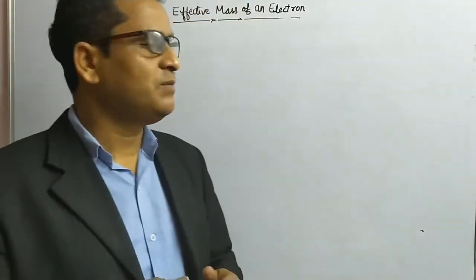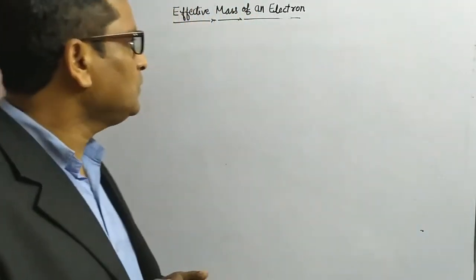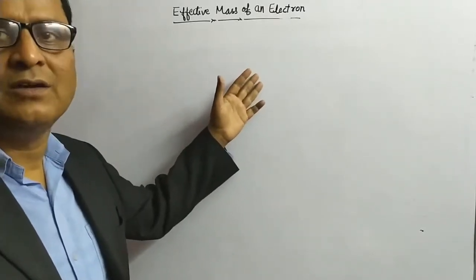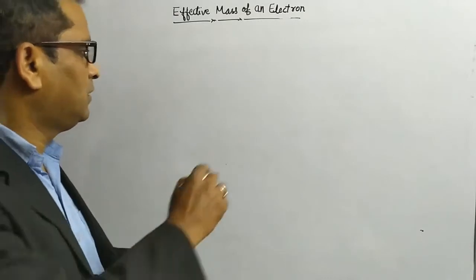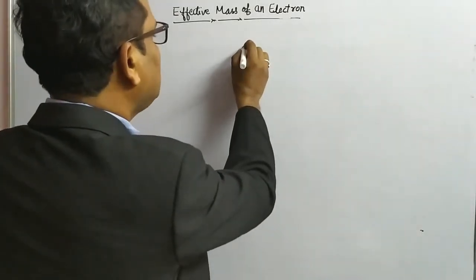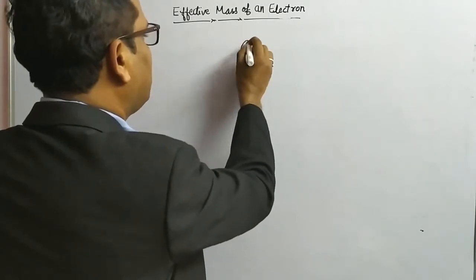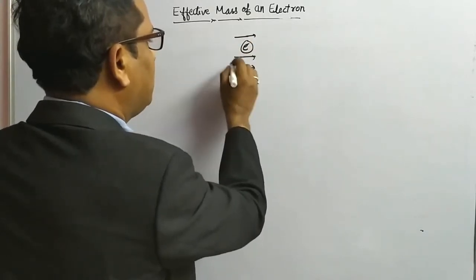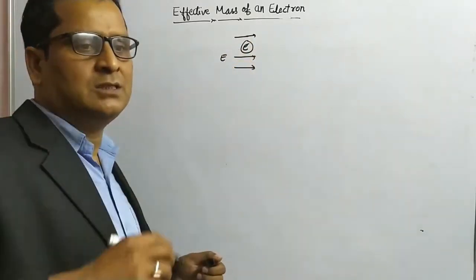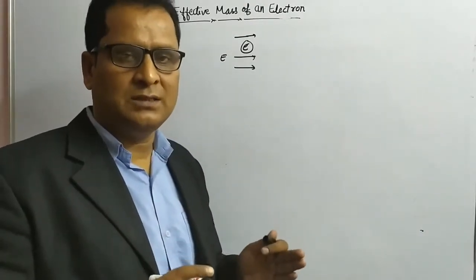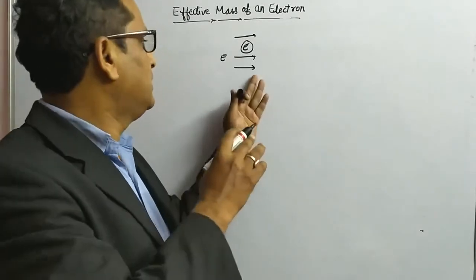Hello everyone. In today's lecture we are going to discuss the effective mass of an electron. As we all know, a free electron has a well-defined mass and it obeys Newton's law of motion. If this is the free electron and it is placed in an electric field E, then it obeys Newton's law of motion and has well-defined mass, meaning its mass is fixed when placed in an electric field.